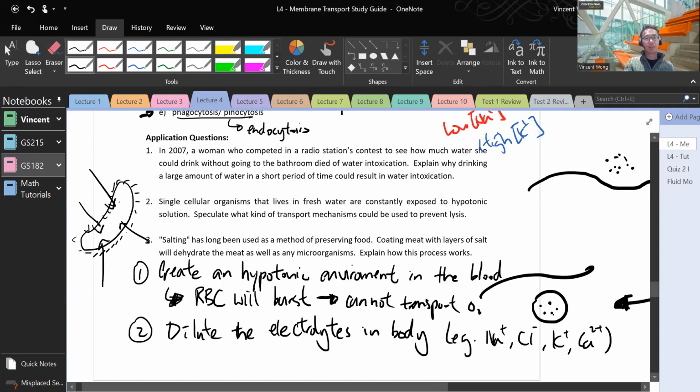So the paramecium actually has a special pump, okay, a special vacuole that will take all that water and pump it out. Okay, so use active transport to pump out excess water. Okay, so that would be an example of how it uses ATP to counteract the water coming in.